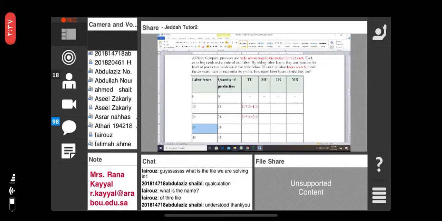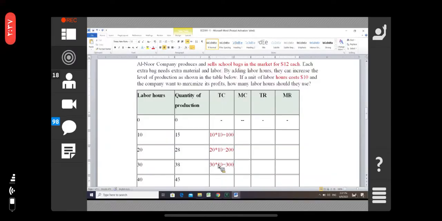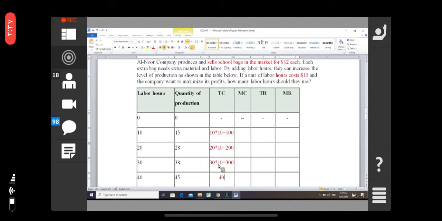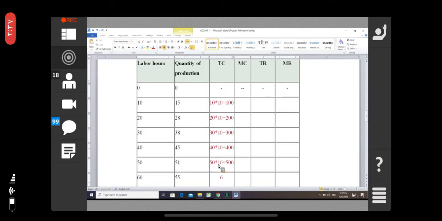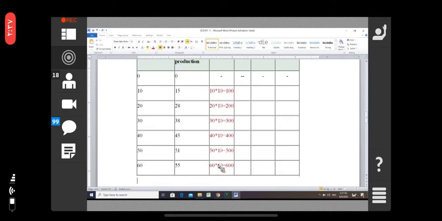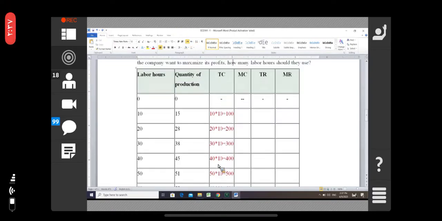Okay, for the third level, I would multiply the labor hours, which is 30 working hours, times each one costing me 10. So this is equal to 300. Then 40 times 10, 50 times 10, 600. Okay, we are done with this.